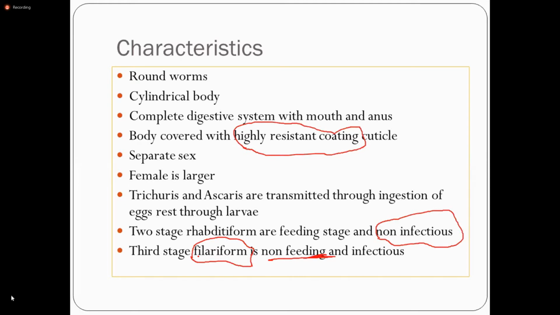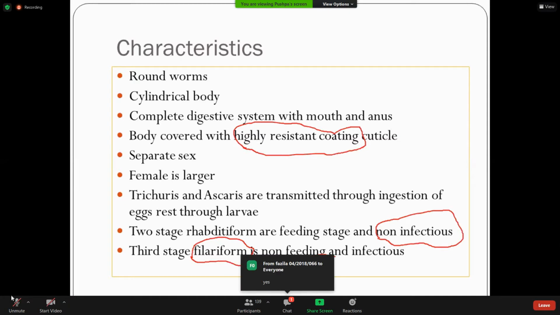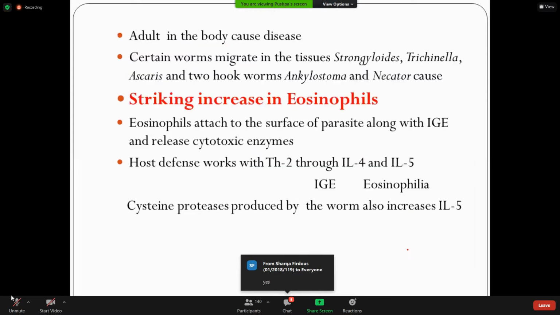Okay? Up to this point, you are clear? Please type your response in your chat box so that I'm able to understand that you are following everything. Okay? So, yes. Okay. We'll move forward.